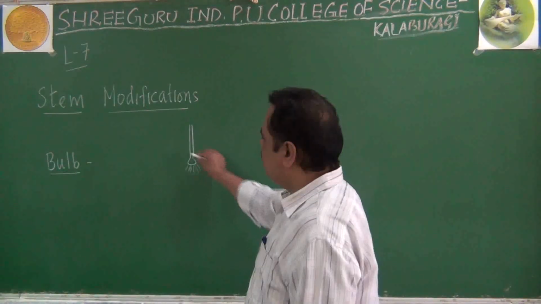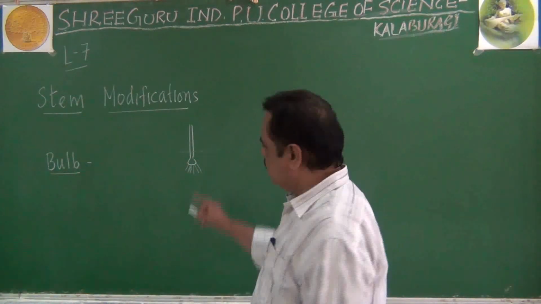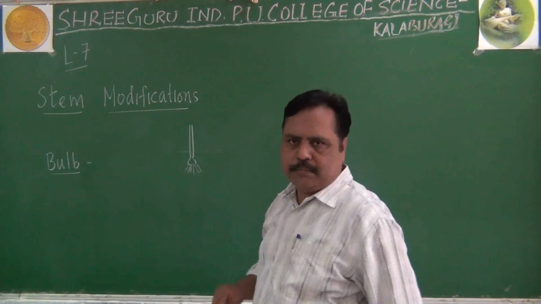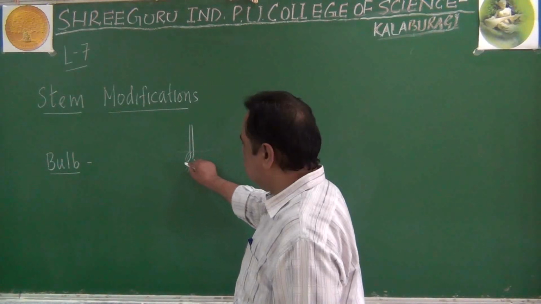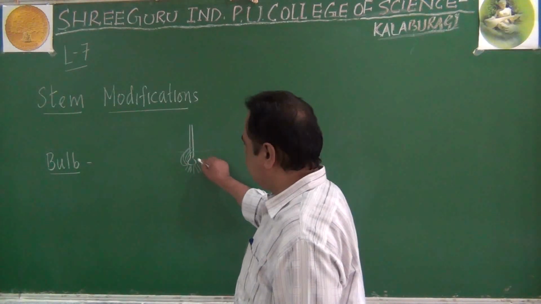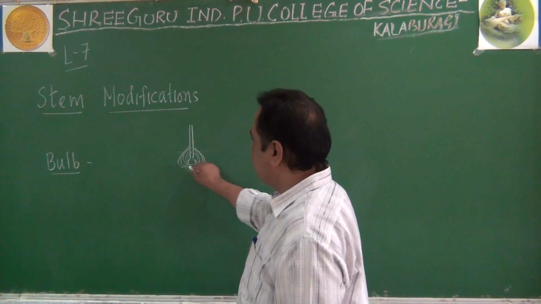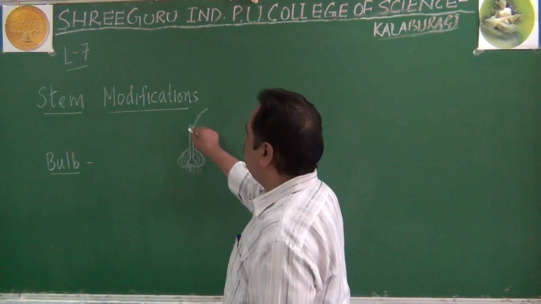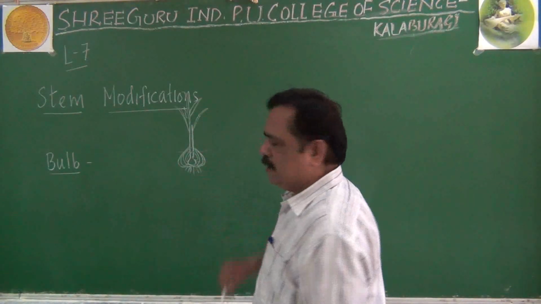But still, why is it called an underground modification, a stem modification? Because from this condensed, otherwise flattened stem base, we will come across scale leaves like this. These scale leaves are arranged over the stem like this, and it will become the onion bulb. And here you will come across the green leaves and slender stem also.